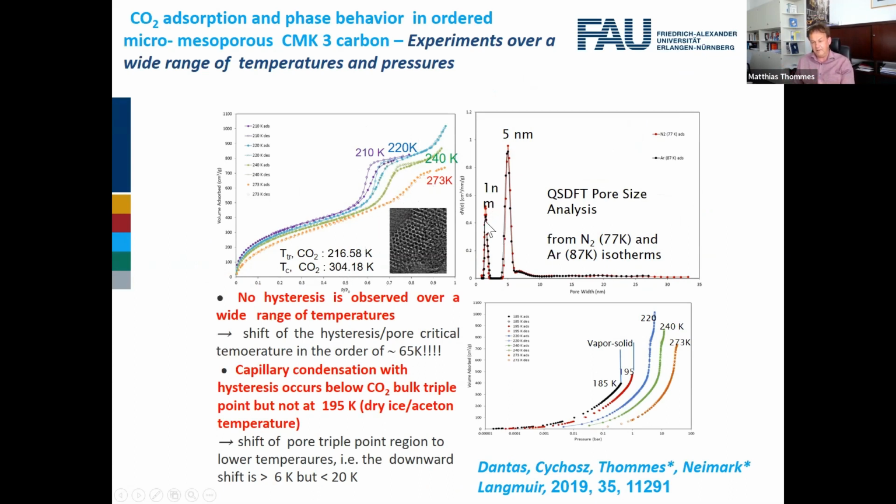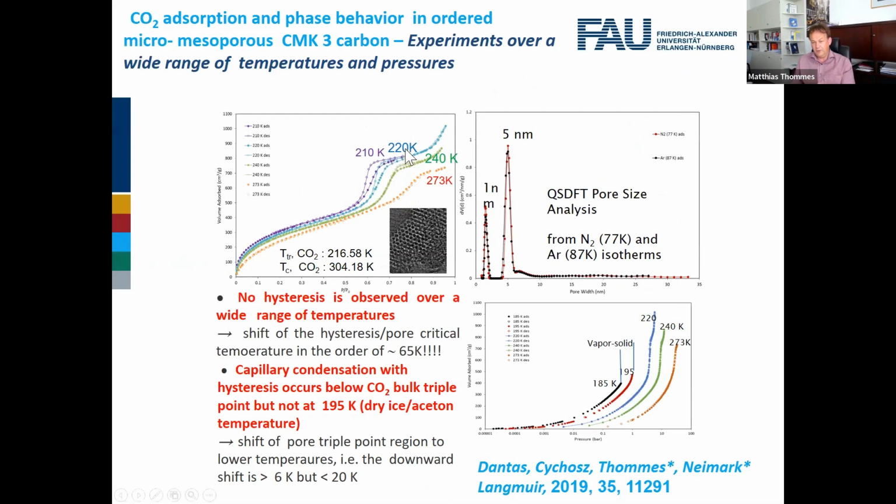And by further analyzing this data, so we're looking here at 5 nanometer mesopores, we have here also a shift of the triple point. What's happening here is a vapor-liquid phase transition below the bulk triple point. So we have an undercooled, CO2 liquid-like state in these pores.